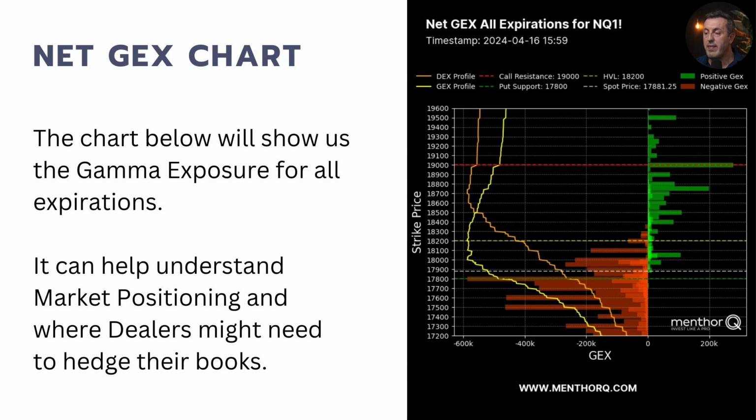Now let's look at some examples on using gamma levels on futures. The first thing we want to look for is the net gamma exposure, or the net GEX chart. The chart will show you the net gamma exposure at different strike prices. We want to understand market positioning and where market makers might need to hedge their books.